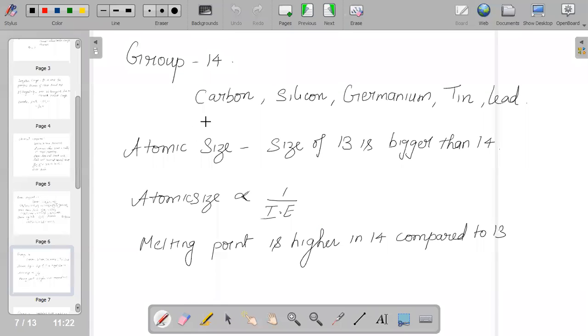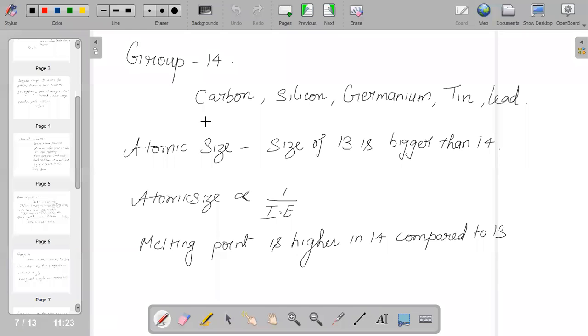So carbon, silicon, germanium, all these are considered to be group 14 elements. And when we say group 14 elements, that is carbon, silicon, germanium, tin, lead, all these elements belong to the category of group 14 elements. And when we talk about the atomic size, that is how it is going to differ. As we said, carbon differs from other elements in different criteria.